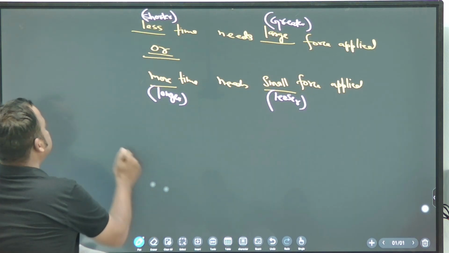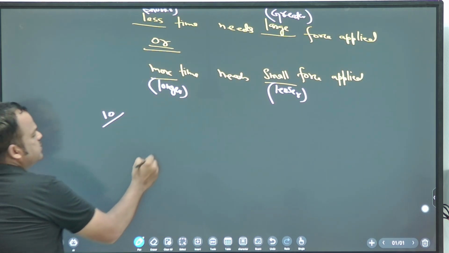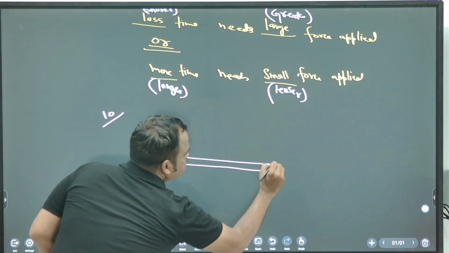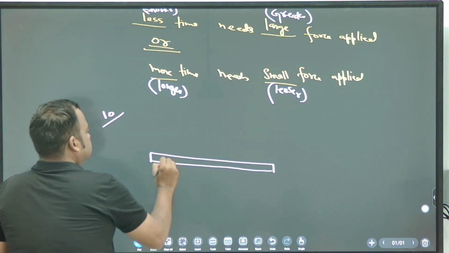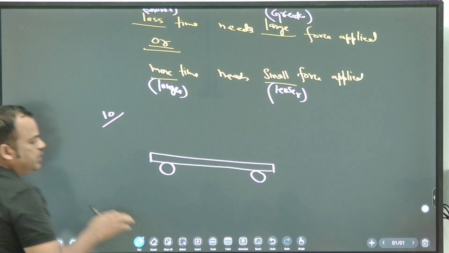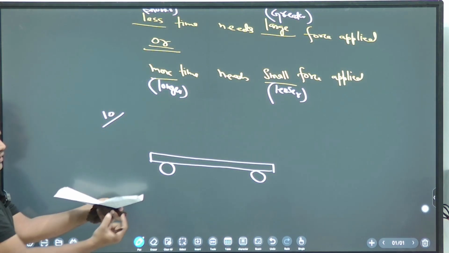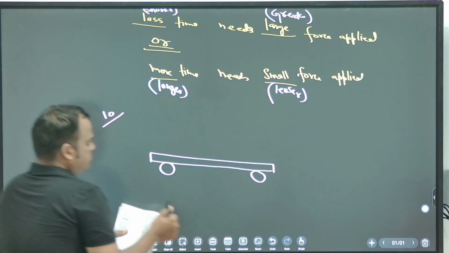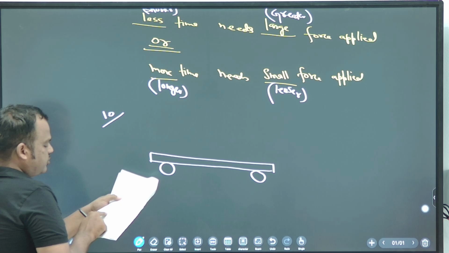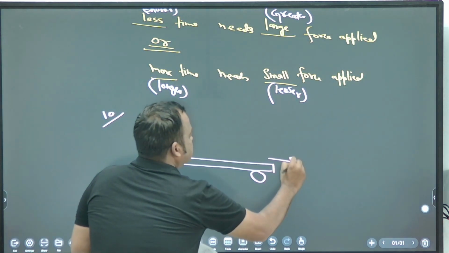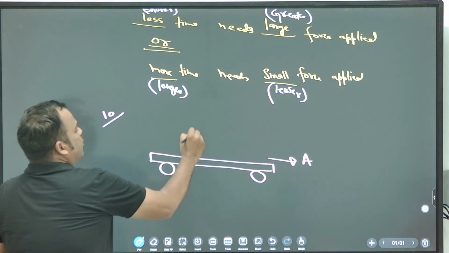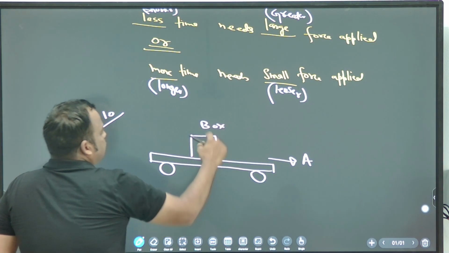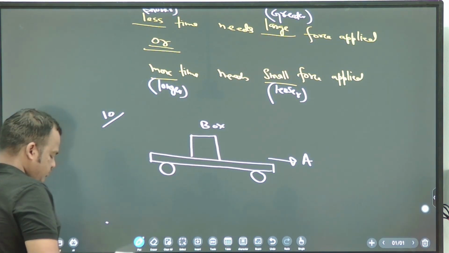Tenth question. There is a trolley. Okay, the trolley is going like this. Suppose this is the trolley. Tires are there. It is going like this. So what is the acceleration of the trolley? A. Now a box is kept on it. This is the box. Box on the trolley.